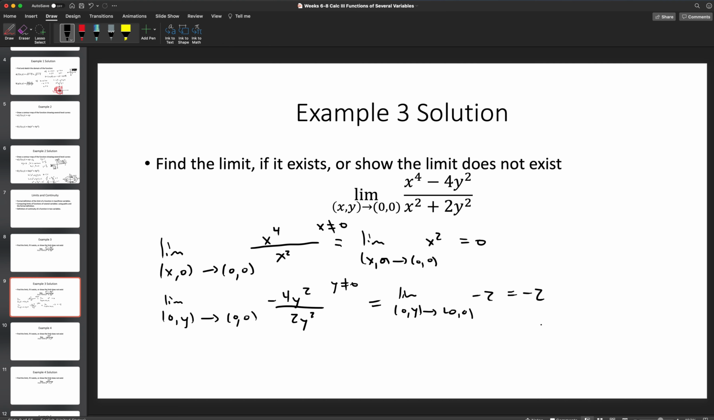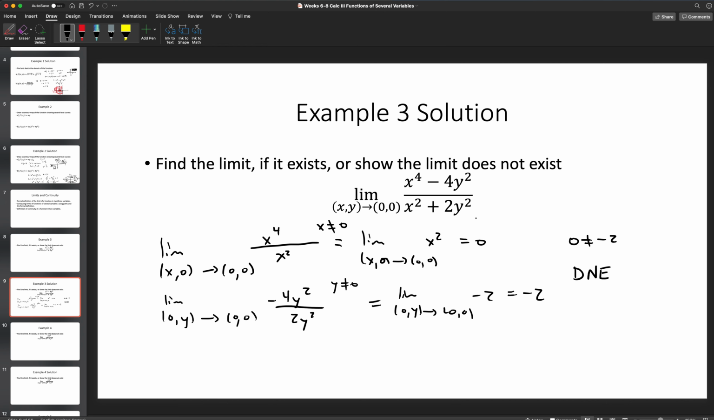Here we chose 2 different paths, but we arrived at 2 different values of the limit. This shows that 0 is not equal to -2, and so the limit does not exist, because we chose two different paths and we arrived at two different values in the limit. So this is why the limit does not exist in this case.